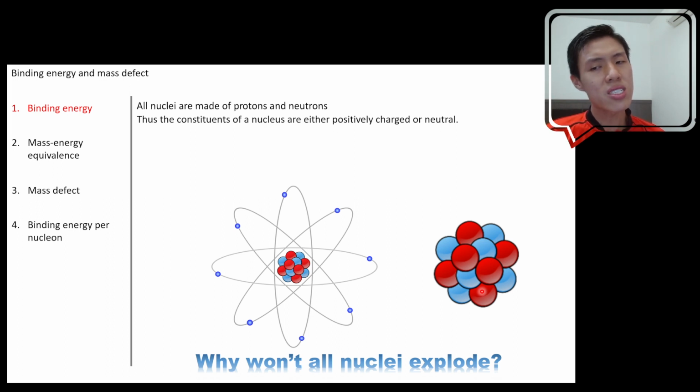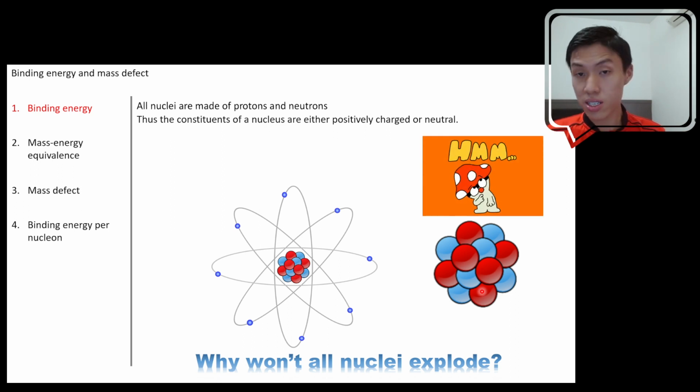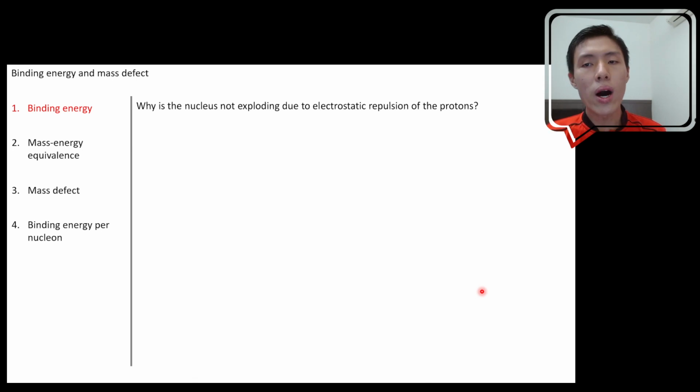Okay, so something is missing in our big picture of study over here. Maybe our knowledge is a bit limited. Maybe there's something more to all this electrostatic repulsion or attraction that we've been studying about. There's something more to it. So here's a question you can ponder on. Why is the nucleus not exploding due to the electrostatic repulsion of the protons?